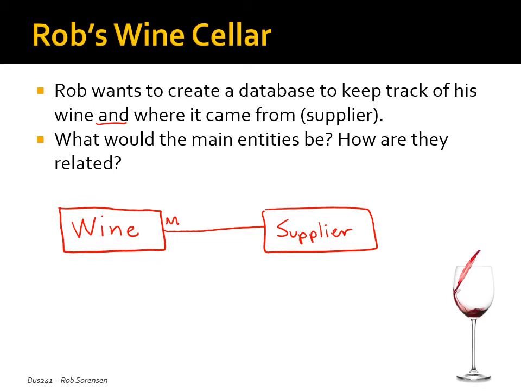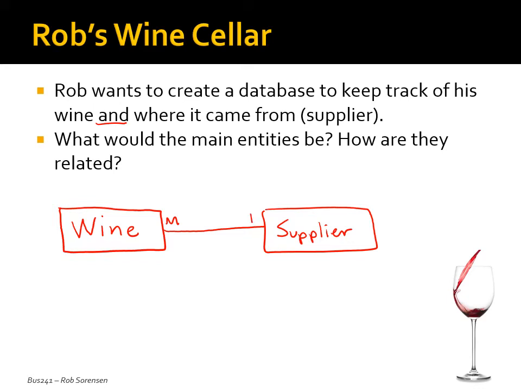So if I put my brother in as a supplier, he can give me many bottles over time. And many of my wine bottles could have come from him. Or many of my wine bottles could have come from the same store in town. So that's just fine. Each individual bottle of wine, though, could only have come from one place.